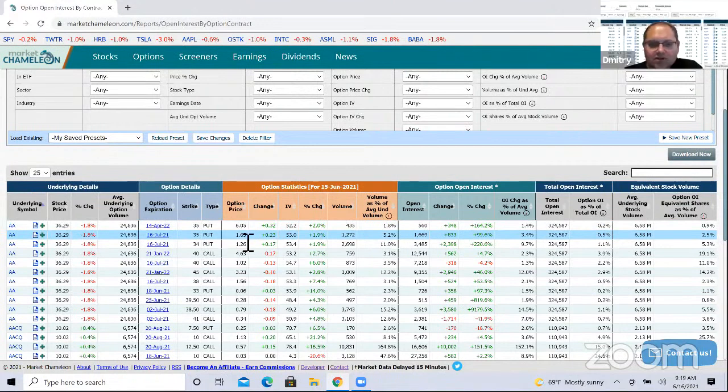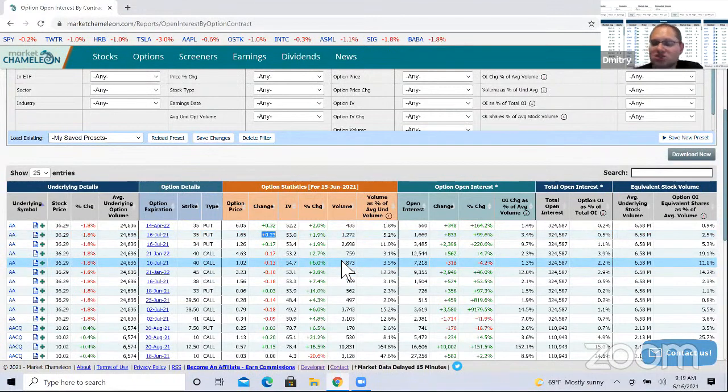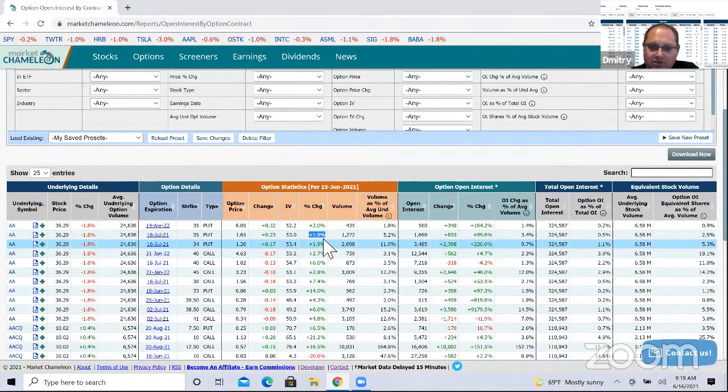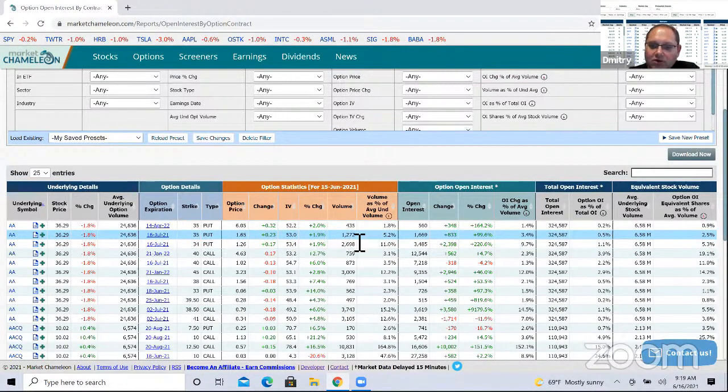So here, this is the volume on the day. This particular one, AA, the last price was $1.65 on this put. That put option relative to previous days mark-to-market close is up 23 cents. Implied volatility is 53, so that was up 1.9% from the previous day's close. The total volume on this option contract yesterday was 1,272.